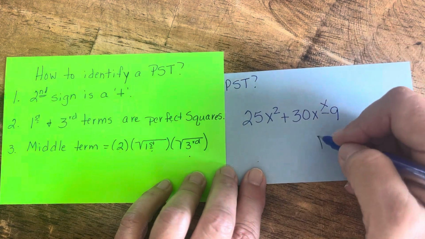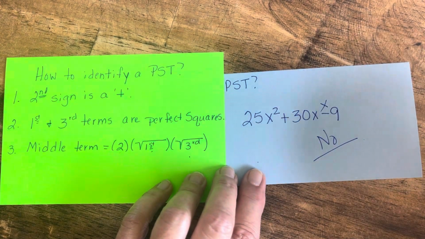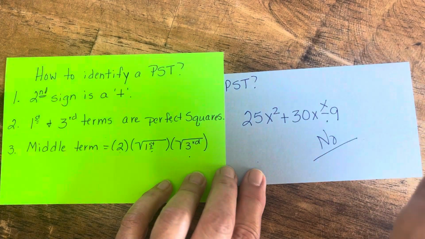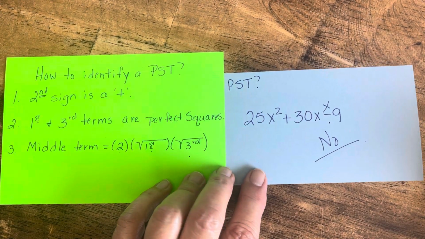And the last one, is your second sign a plus sign? No. So this is a no. You don't even have to go any further. If you don't have a plus sign in this position, you do not have a perfect square trinomial.